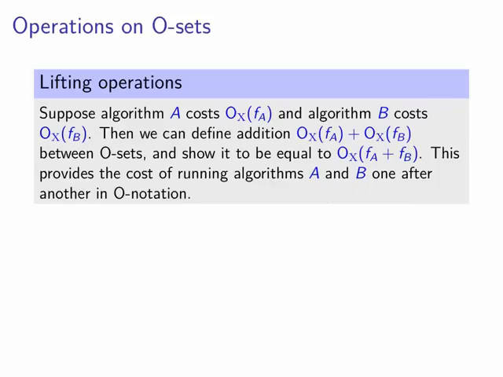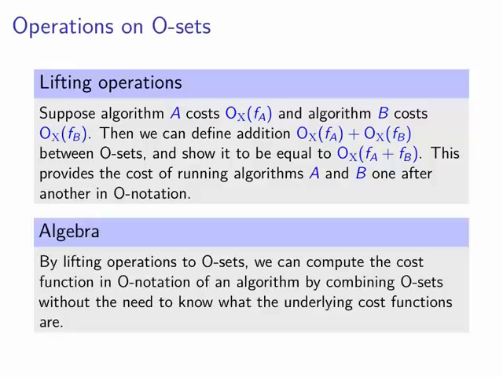Suppose algorithm A costs O f_A and algorithm B costs O f_B. Then we can define addition between the O sets and show it to be equal to O of f_A plus f_B. This provides the cost of running algorithms A and B one after another in O-Notation. By lifting operations to O sets, we can compute the cost function in O-Notation of an algorithm by combining O sets without the need to know what the underlying cost functions are.